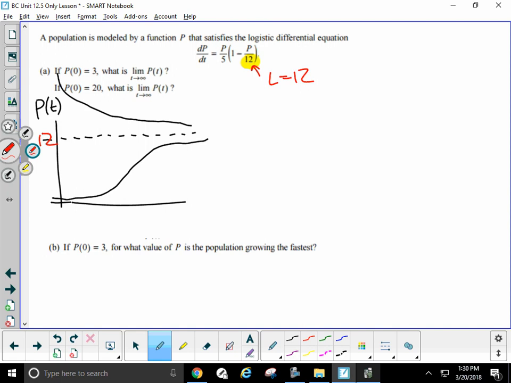You could if you wanted to, it would just take you a long time. We have an initial condition at 3, which is under L, and we're still going to trend towards L. We have an initial condition 20, which is over L, and we're still going to trend towards L. 12 wins.